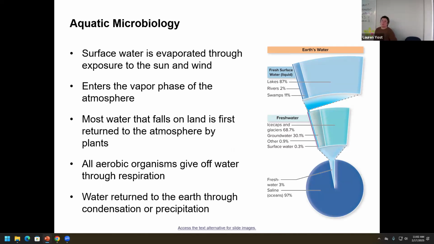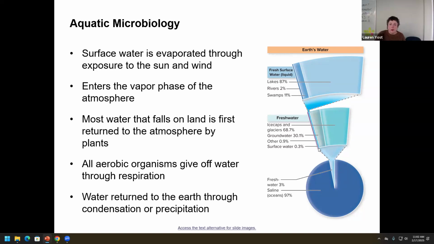Water on the earth. So this is breaking down all of the water on the earth. Okay. The dark blue is salinated water. So that means it has salt content. That's 97% of the water on the earth. Of the 3% that's fresh water, we have the ice caps and glaciers making up most of that. That's what this big chunk is here.